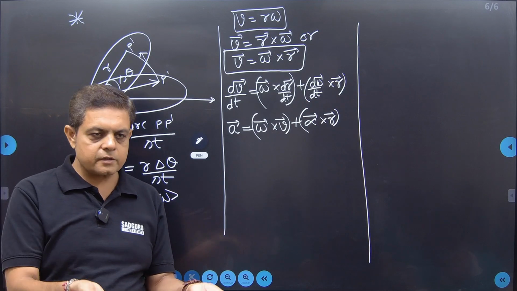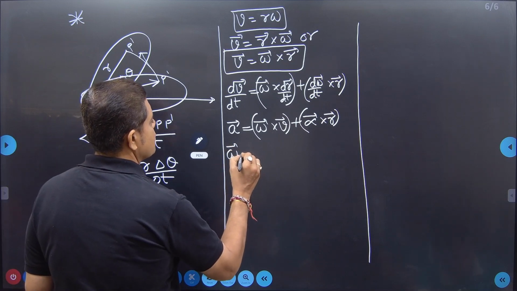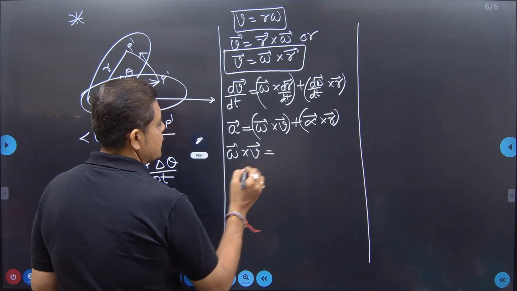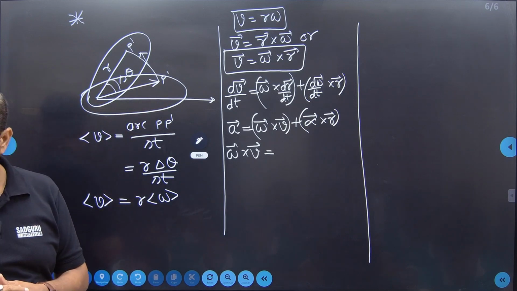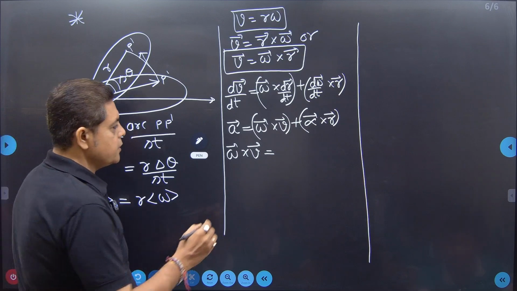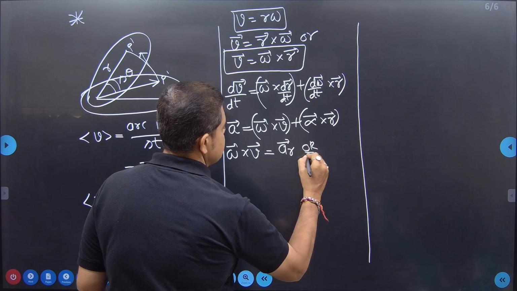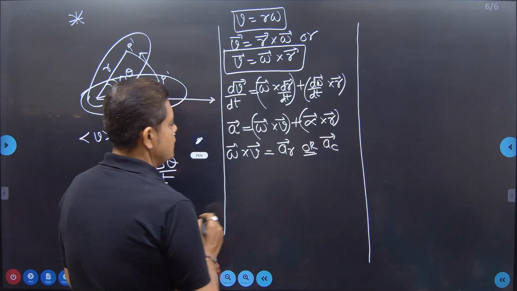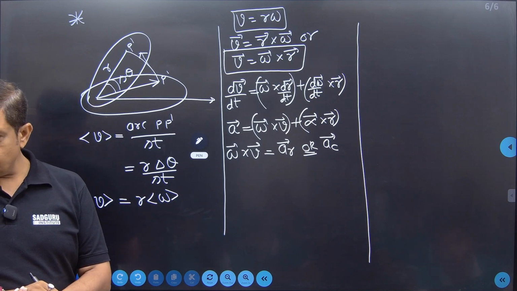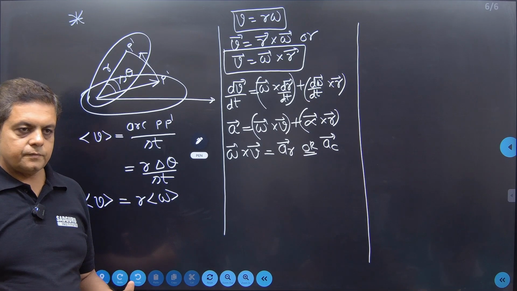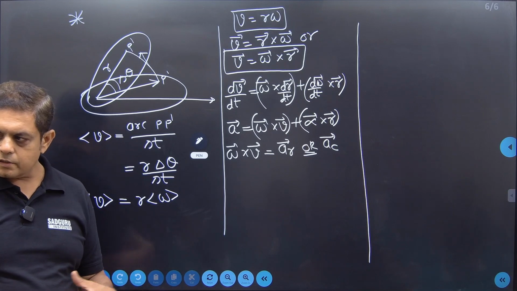Now if I find the direction of omega cross v, I will find it is towards the center, in the radial direction. It is towards the center, so it is called radial acceleration or centripetal acceleration. The direction of omega cross v is towards the center, so it is the radial or centripetal direction.